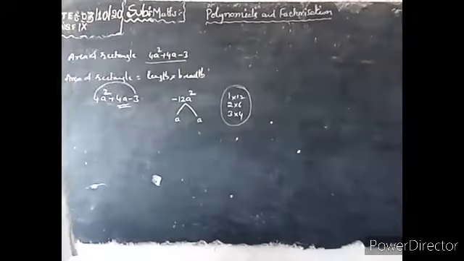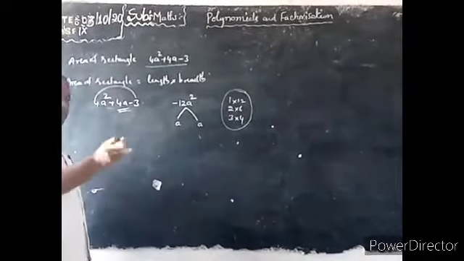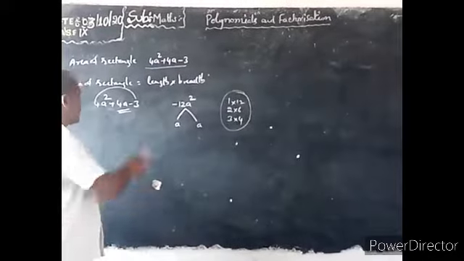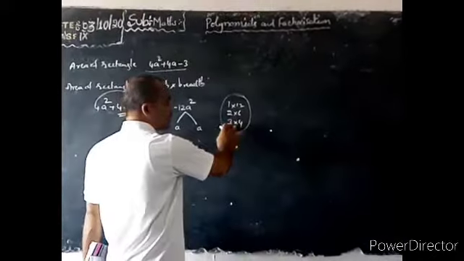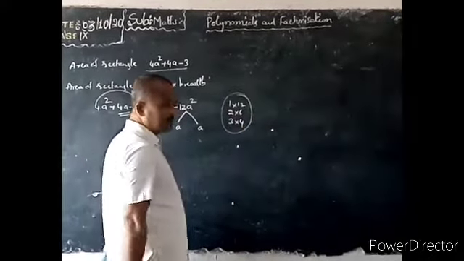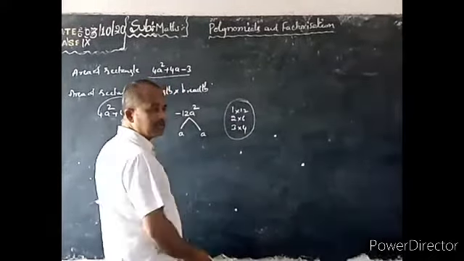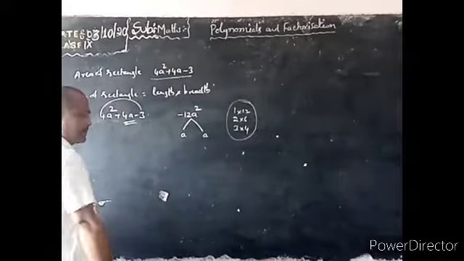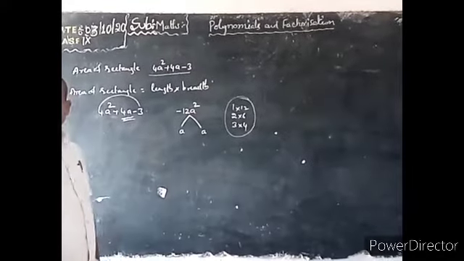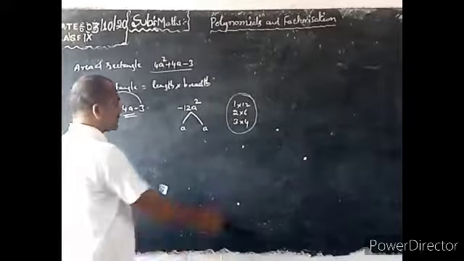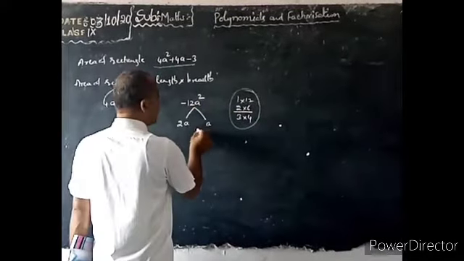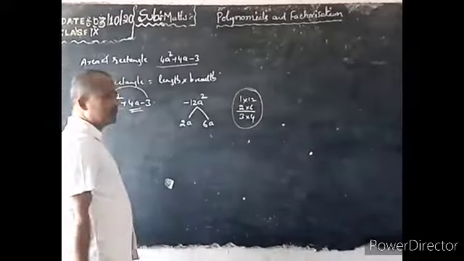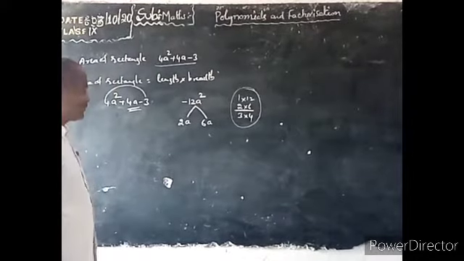2 into 6 is suitable. Why? Because the difference of the two numbers is 4. If you take 3 and 4, the difference is how much? 1 only. Sum is 7. It doesn't give 4a, either adding or subtracting. So when we subtract, it gives 4. So 2a and 6a.